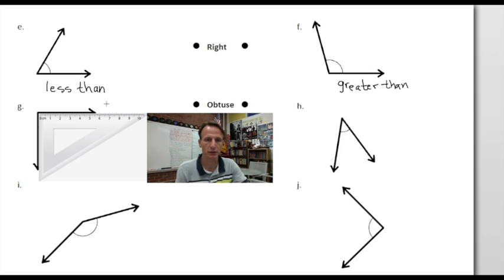I'm trying to figure out where to write it. I'll write it up here. Equal to, I'll even draw a little angle arrow there. Okay, it's that one. And then let's head over to H.